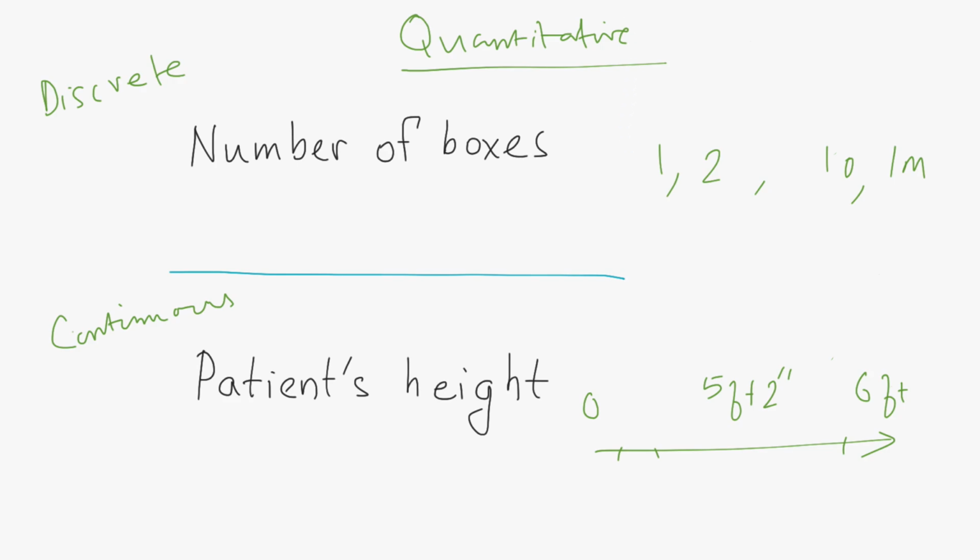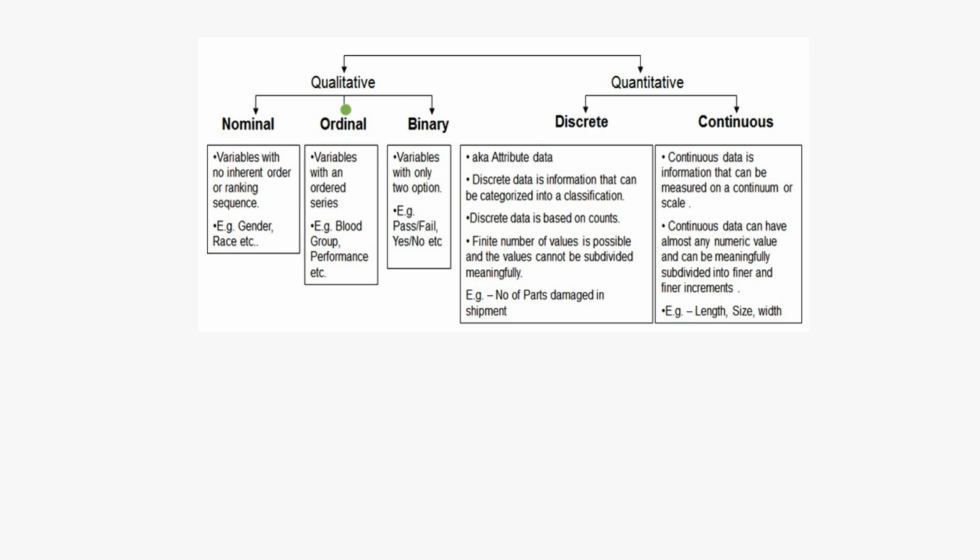So to summarize, you have two types of data: qualitative data and quantitative data. Under qualitative, you have nominal, for example gender, race. Ordinal, you have, for example, blood group, like A, B, C, B positive, B minus; it's somewhat ordered. Binary, you have pass or fail, yes or no. Discrete, in this case, is number of parts, for example number of parts damaged in a shipment. It's pretty discrete. And you have continuous, like length, height, size, width.